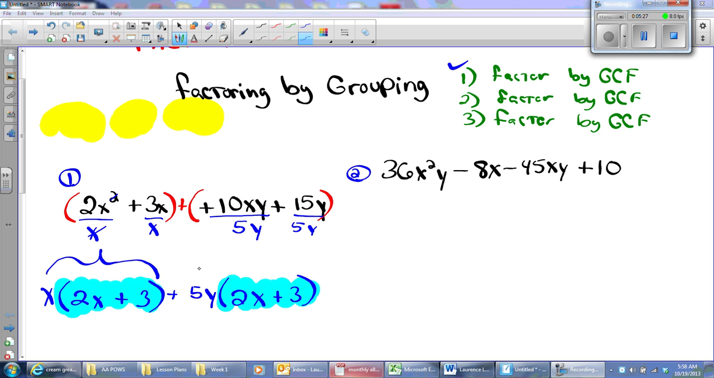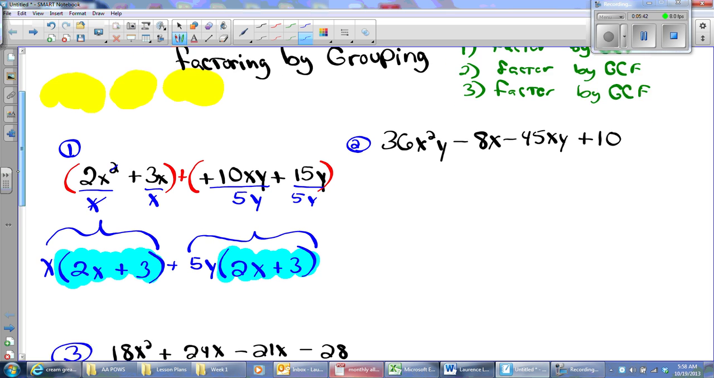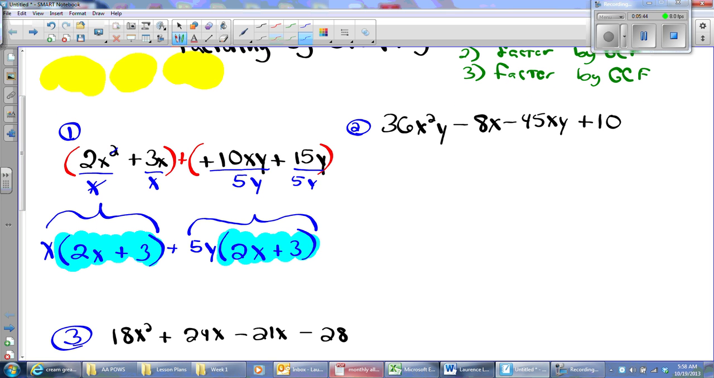Now the two factors over here are 5y and 2x plus 3. Did you notice that I repeated myself? Yeah, I said the 2x plus 3 twice. That means it's a common factor to both terms. Since it's a common factor, I can factor it out. I'm going to factor out this quantity of 2x plus 3.